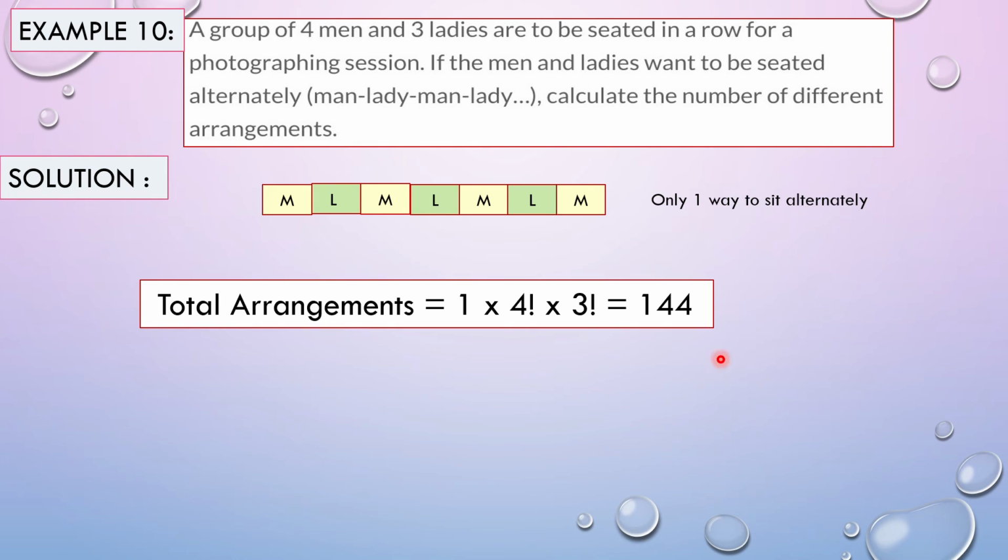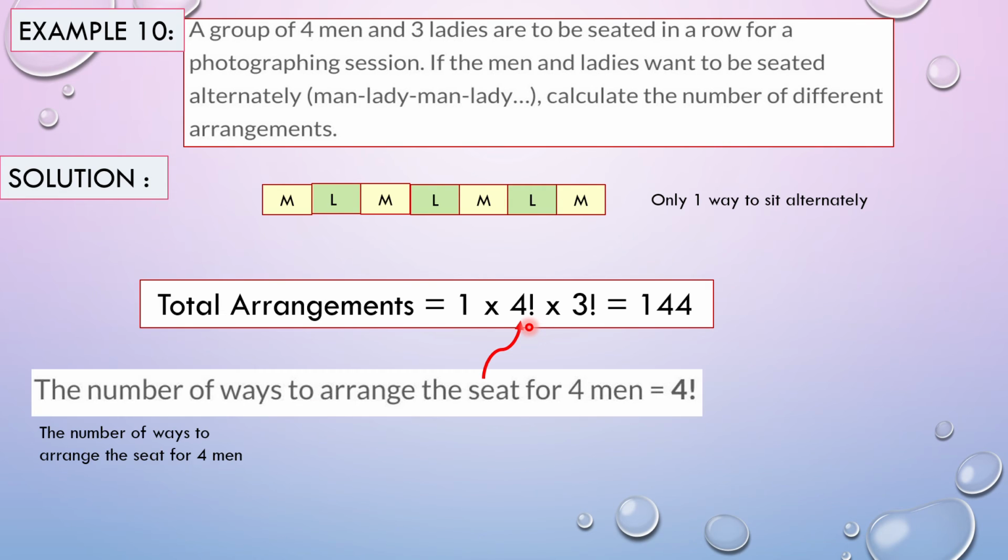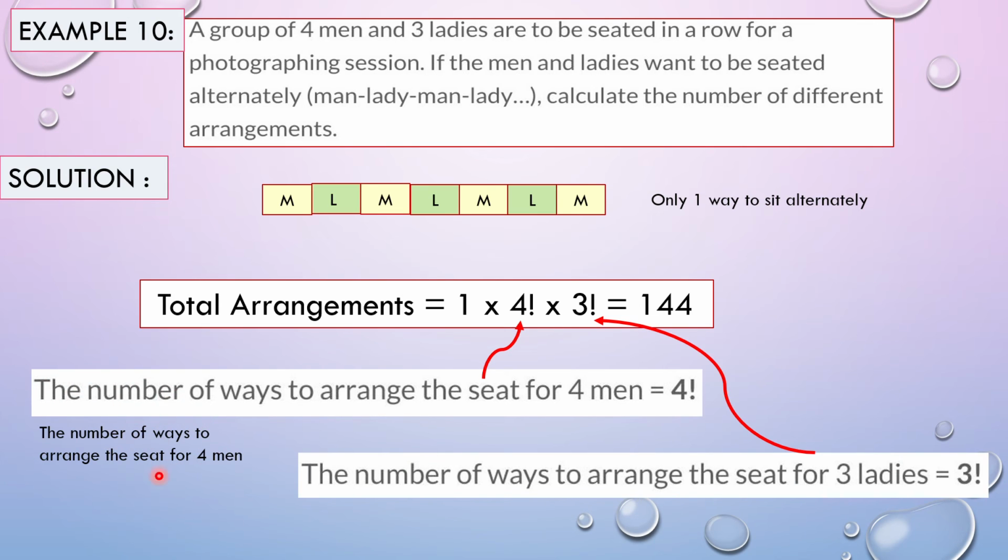Okay, now therefore the total arrangement, so number of ways to sit is only 1 times 4 factorial. Why 4 factorial? Because we want to arrange all the men. So altogether got 4 men, so 4 factorial. And then the ladies, number of ways to arrange the seat for ladies is 3 factorial. Okay, so multiply all and you will get the answer, that is 144.